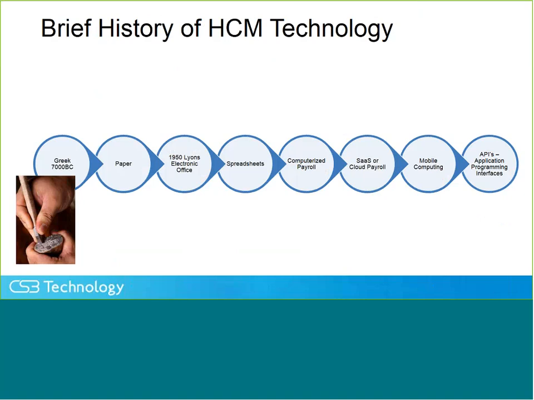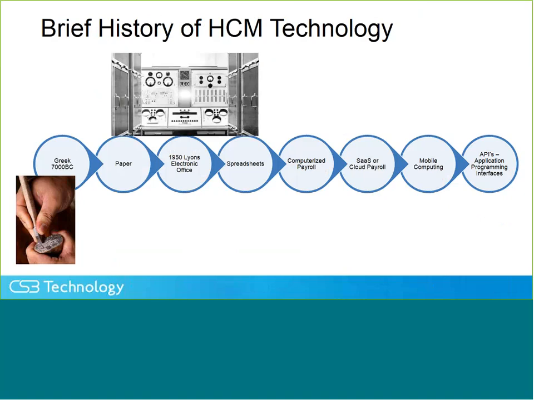Back in 7000 BC is when archaeologists have found some evidence of payroll records carved into stone. And really, those are very similar to the same payroll HR type things that we do today. So I thought that was pretty fascinating as well. And then, of course, we have our paper up there. And then next, in 1950, LEO was introduced, which is Lyons Electronic Office.